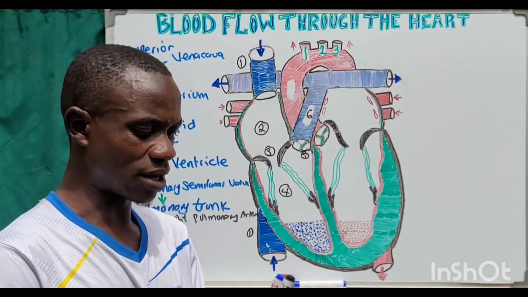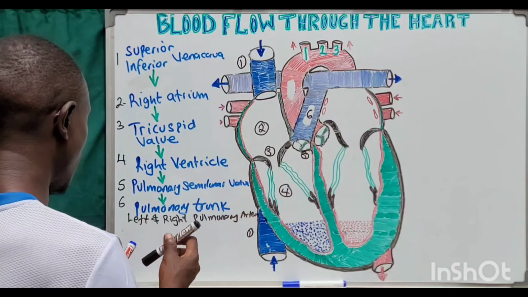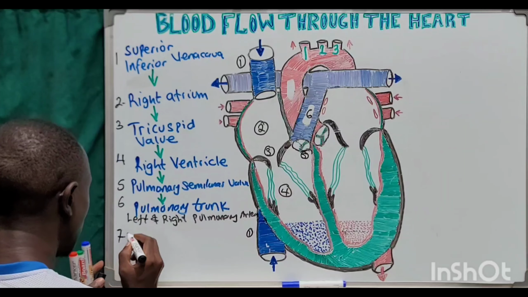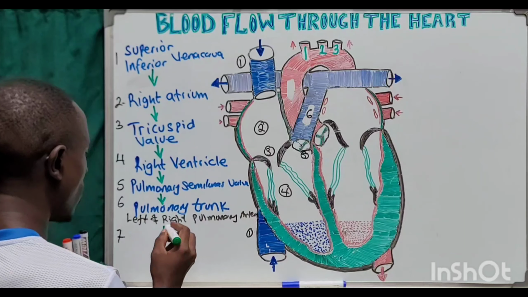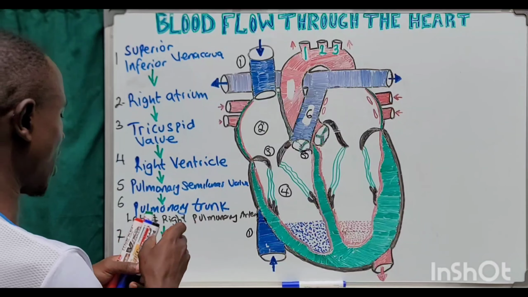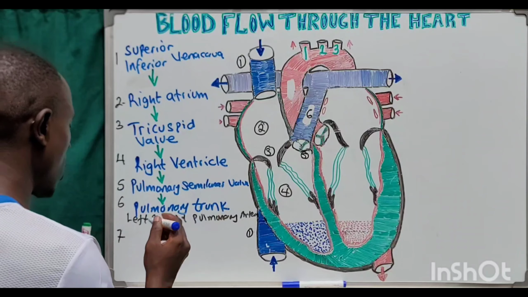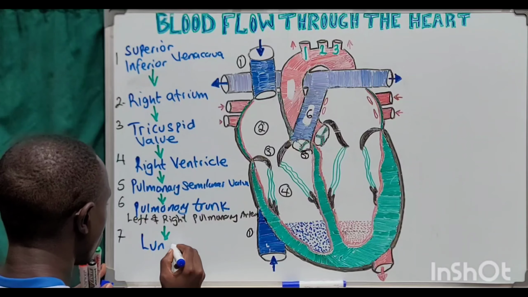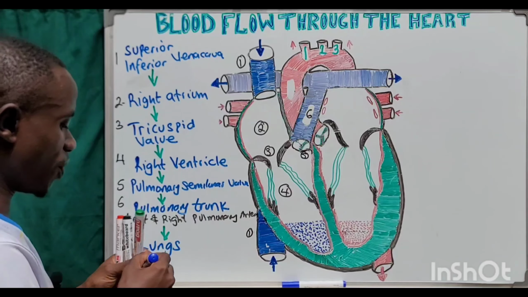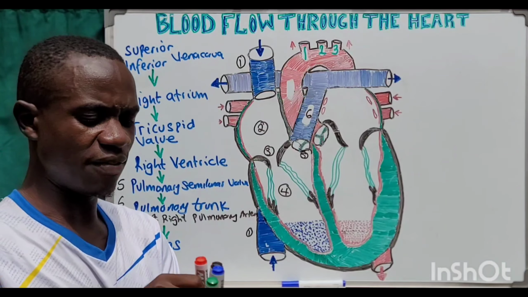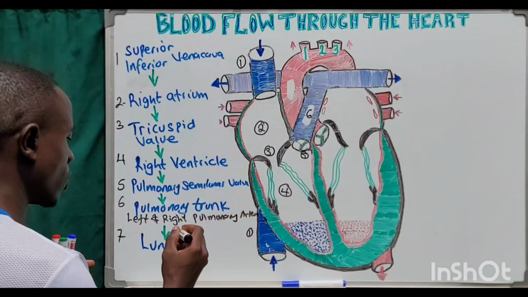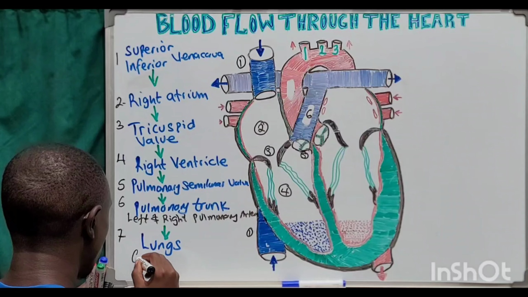You know how these structures are called? They are going to be taking this blood to the structures which we call the lungs. So blood from the right and left pulmonary artery will have to access the lungs. And in the lungs, one of the most beautiful processes that we are going to have is what we call gas exchange.